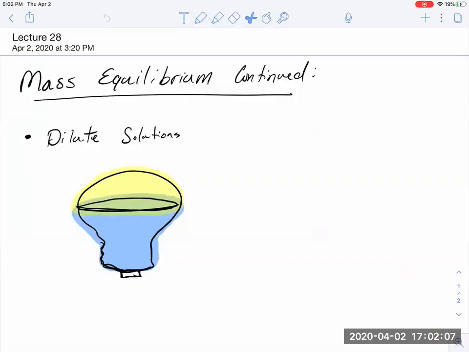All right, class, welcome back. So today we're going to continue a more general discussion about mass equilibrium. Mass equilibrium is trying to understand the consequences of the second law with regard to spontaneous changes, or how matter flows from one state to another.